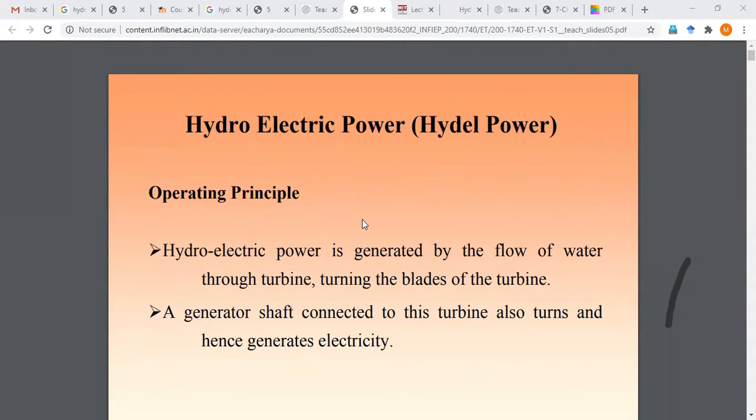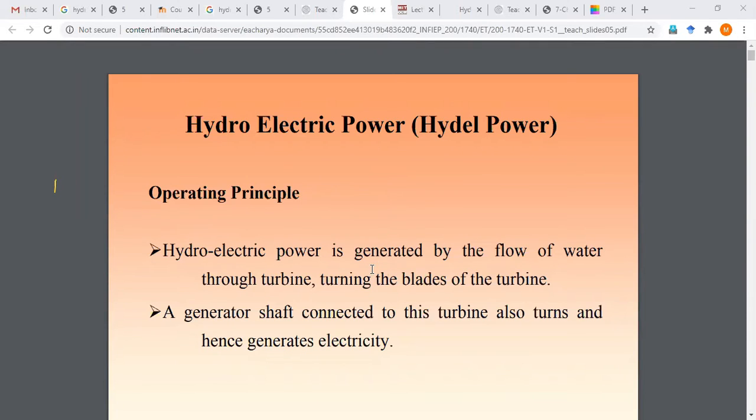As I said, depending on the type of fuel or its availability, we classify the type of power generation or electrical power plant. So in conventional power plants, we have thermal, hydro, and nuclear, based on the conventional fuel. Today we are going to discuss the hydroelectric power plant. In a hydroelectric power plant, the basic fuel is water. With the help of water, we generate electricity.